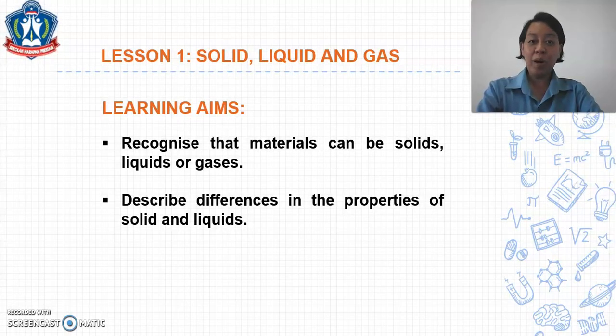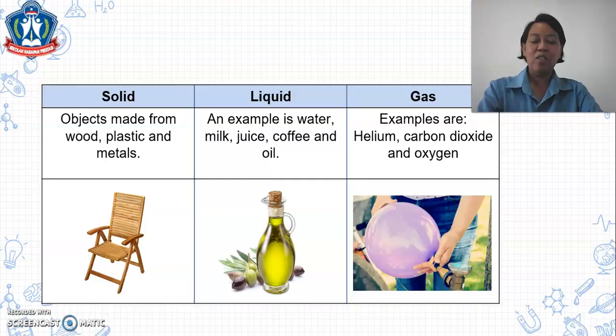For Lesson 1, we have solid, liquid, and gas. Our learning aims are the following. Recognize that materials can be solids, liquids, or gases. Describe the differences in the properties of solids and liquids. So we have here an example of solid, liquid, and gas.